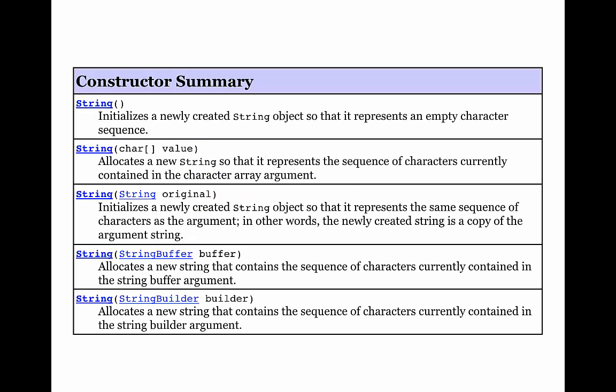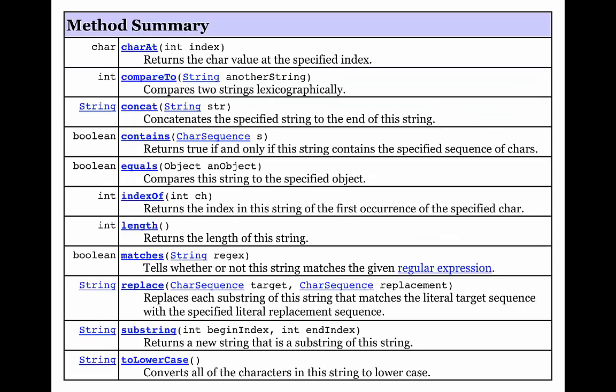The constructor summary gives us the first sentences of the Javadocs written for the constructors. The method summary gives us the first sentences of the Javadocs written for the methods. If we want more information, we just click on the method name. For example, the replace method says that it replaces each substring of this string that matches the literal target sequence with the specified literal replacement sequence.